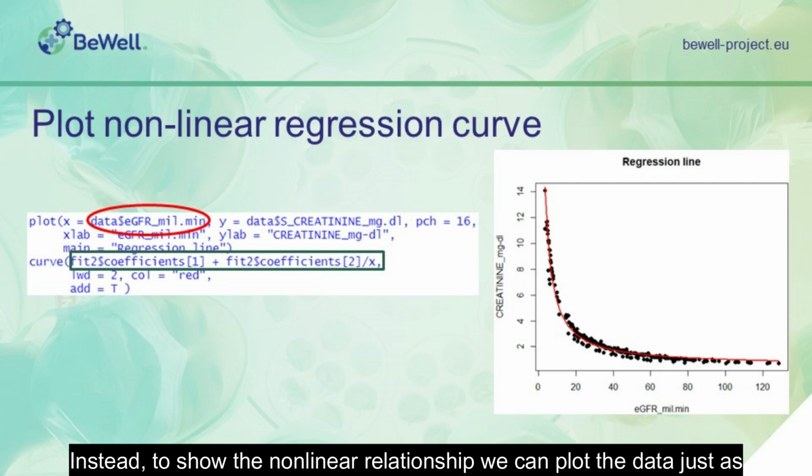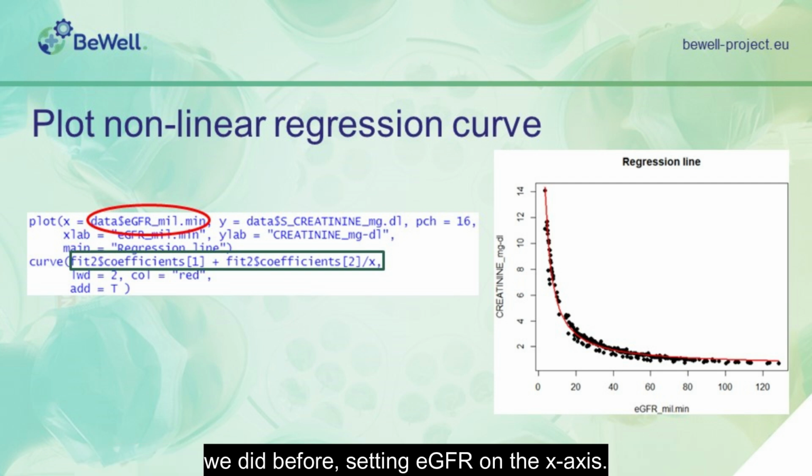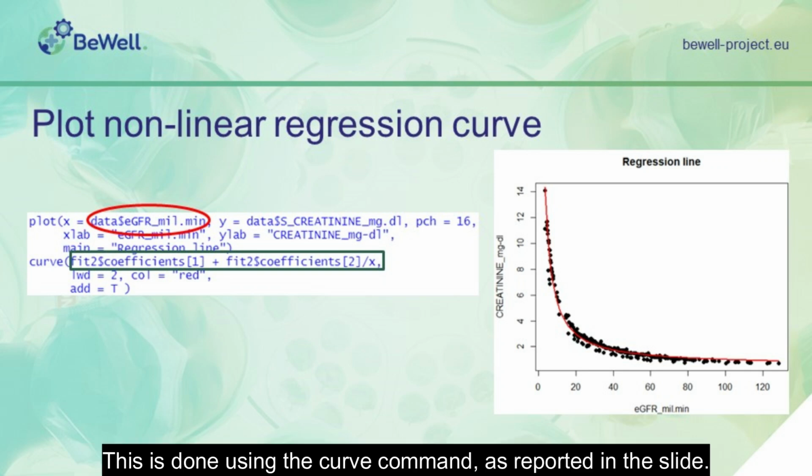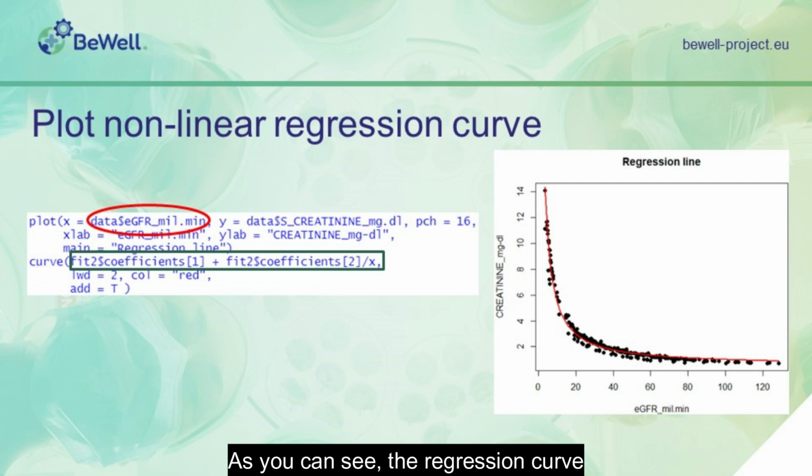Instead, to show the nonlinear relationship, we can plot the data just as we did before, setting eGFR on the x-axis. However, since their relationship is not linear, we can no longer use the abline command, but we need to fit a curve. This is done using the curve command as reported in the slide. As you can see, the regression curve now perfectly fits the cloud of points, much better than our initial solution.